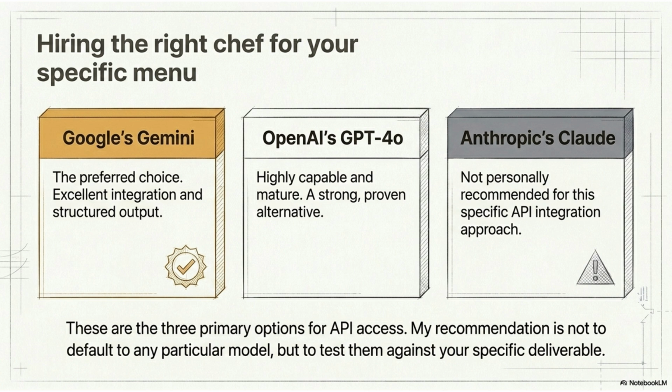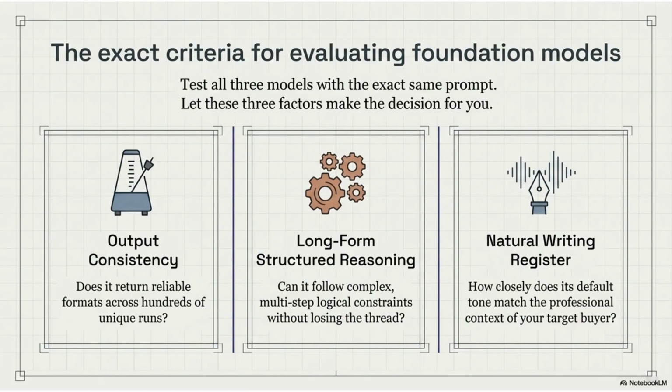My recommendation is not that you default to any particular model. Instead, test all 3 against the specific deliverable your product is meant to generate. Put the same prompt into each model, evaluate the output against the quality standard your audience expects, and let the results make the decision for you. What I can tell you from experience is that the factors worth evaluating are output consistency across multiple runs, the quality of long-form structured reasoning, and how closely the model's natural writing register matches the professional context you are building for.